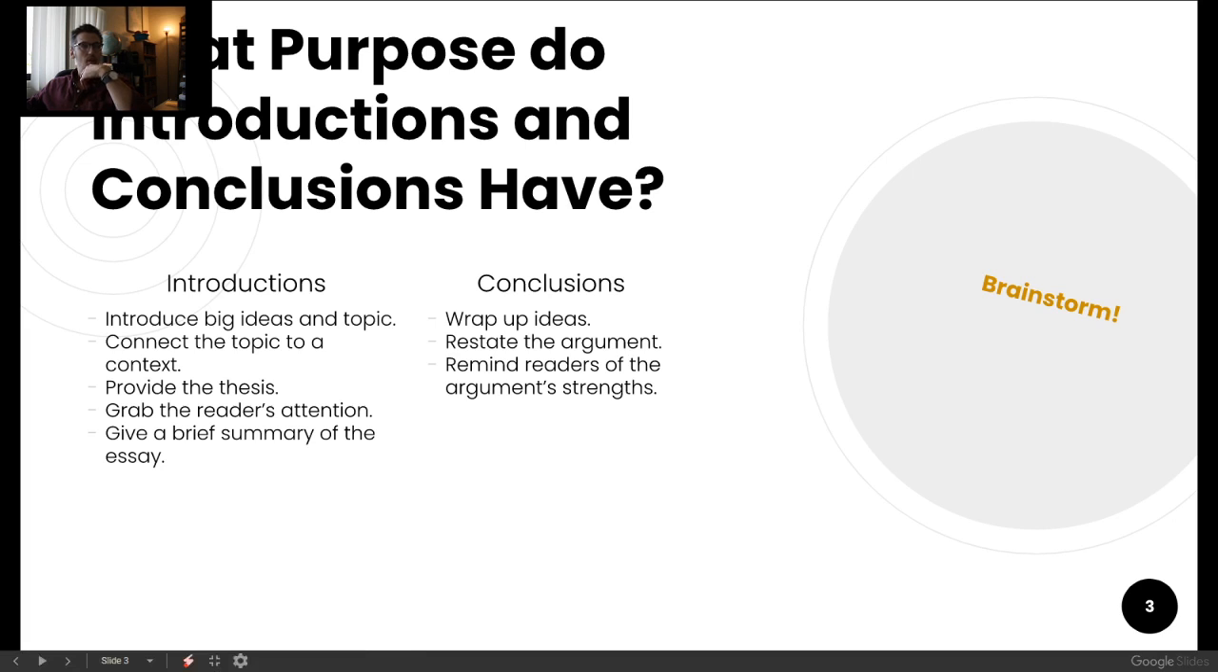Conclusions also remind readers of the argument's strengths, so you might go over what the specific evidence was, or you might refer to it, right? You don't have to restate it exactly.